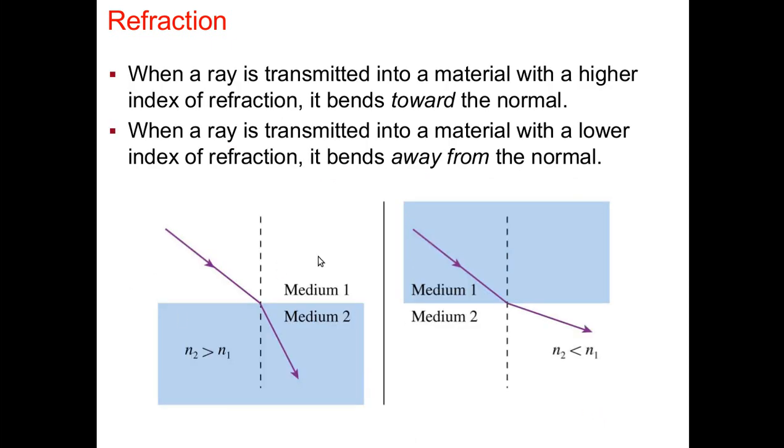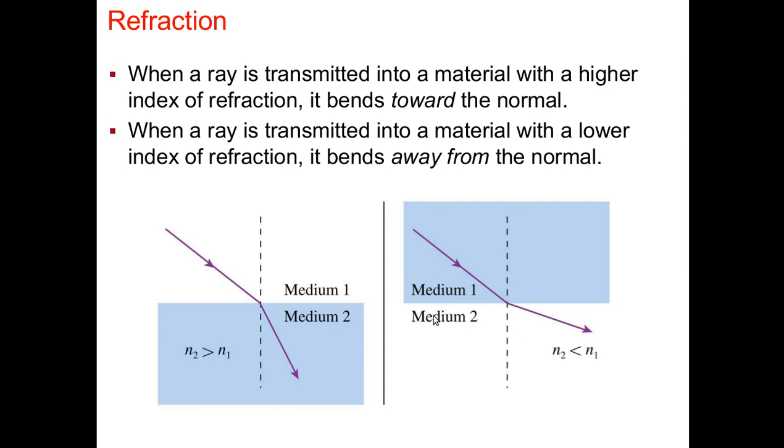So we see that going from a low medium to a higher medium, the light bends towards the normal line. So theta refracted is smaller than theta incident. If we were to go in the other direction, from a medium with a high index of refraction to a medium with a low index of refraction, the light is still going to bend, but it's going to bend farther away from the normal line.